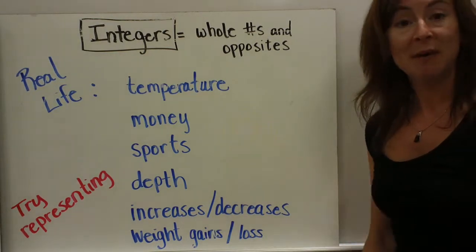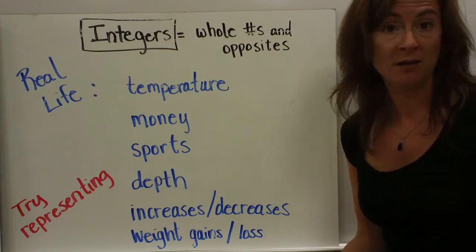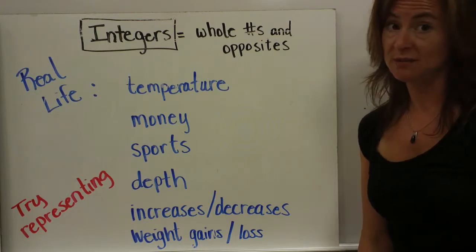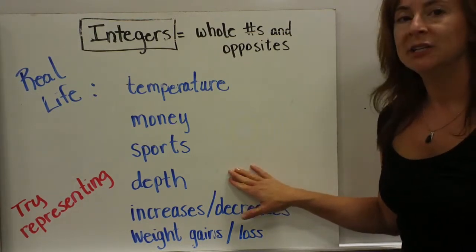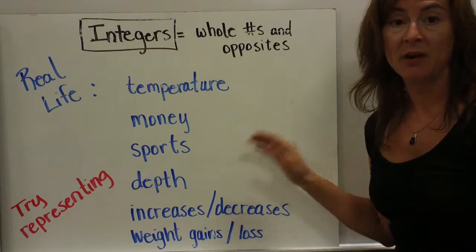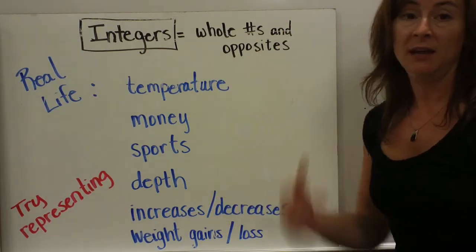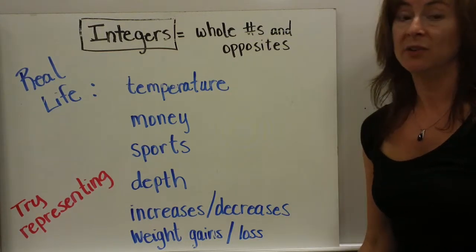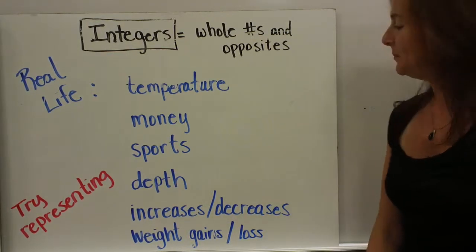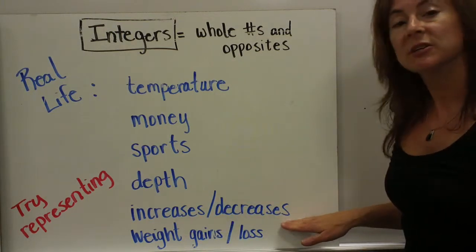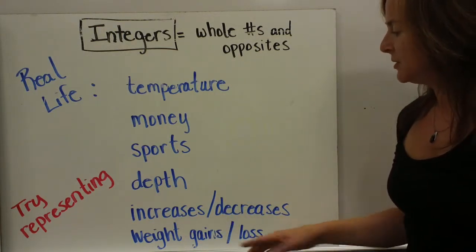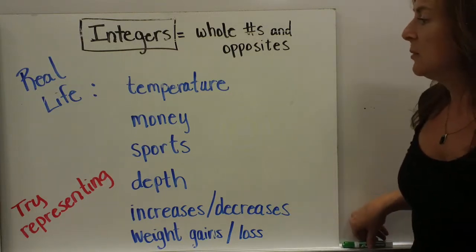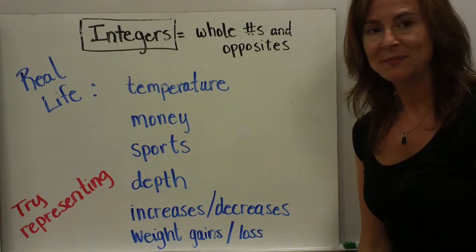In sports, you might see positive and negative integers, for example, football, when players gain yards or they lose yards. You might see integers in depth when you're talking about how high a mountain is in altitude above sea level, or a diver diving below sea level. Increases and decreases are represented by positive and negative numbers, and then if you think of gains and losses, weight gain, weight loss can be represented by integers.